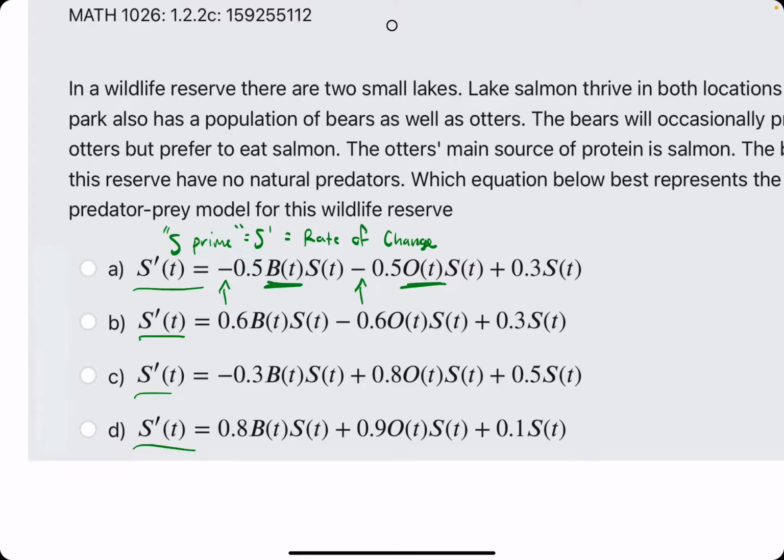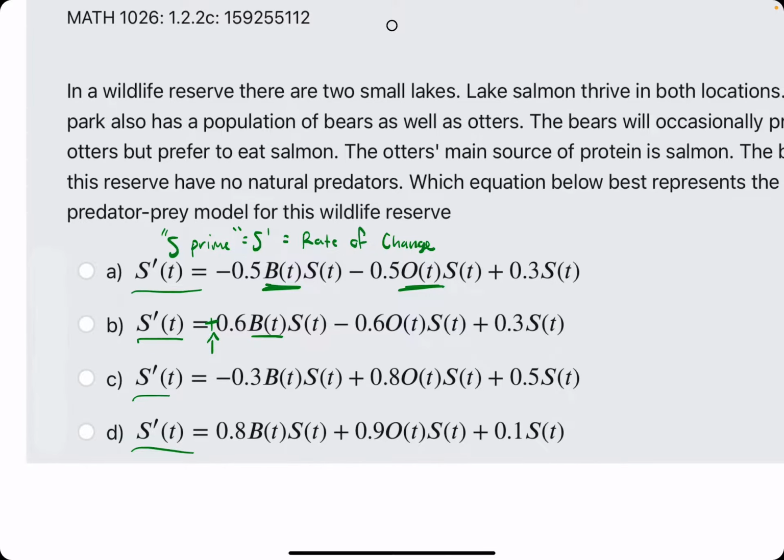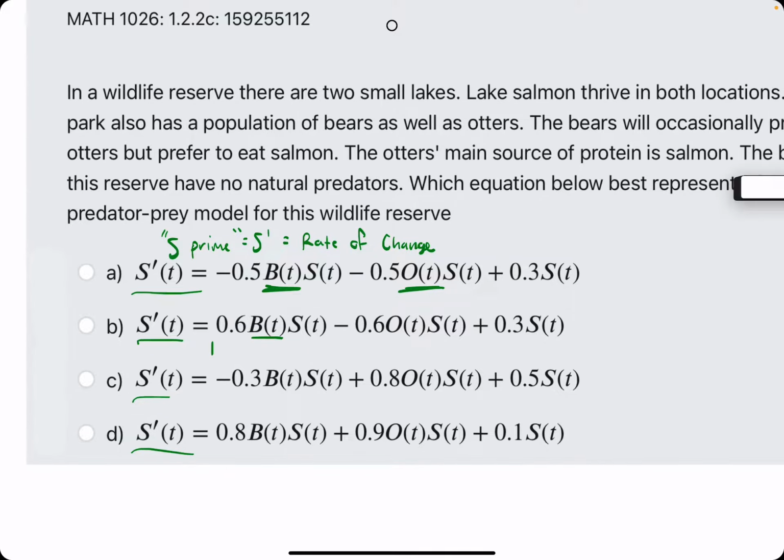So in option B, we see B has a positive value in front of it. This cannot make sense because that's saying if there are more bears, it's going to have a positive effect on the rate of change of the salmon population. So this makes statement B false.